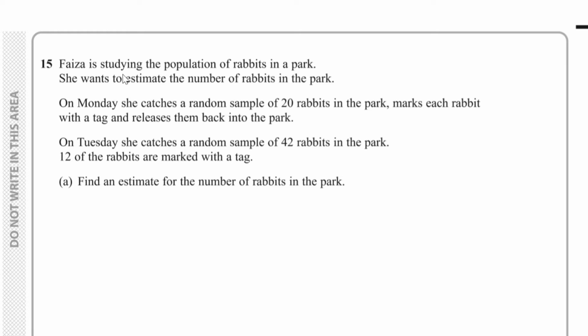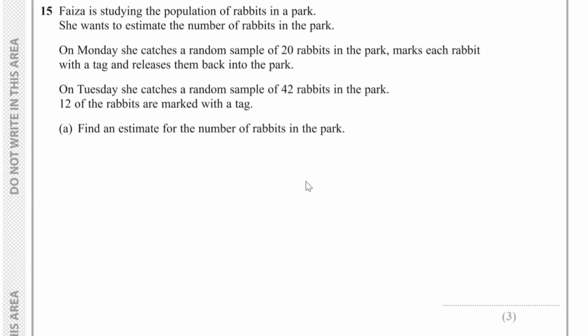Question number 15. Liza is studying the population of rabbits in a park. She wants to estimate the number of rabbits in the park. On Monday, she catches a random sample of 20 rabbits in the park, marks each rabbit with a tag and releases them back into the park. On Tuesday, she catches a random sample of 42 rabbits in the park. 12 of the rabbits are marked with a tag. For part A, we have to find an estimate for the number of rabbits in the park.